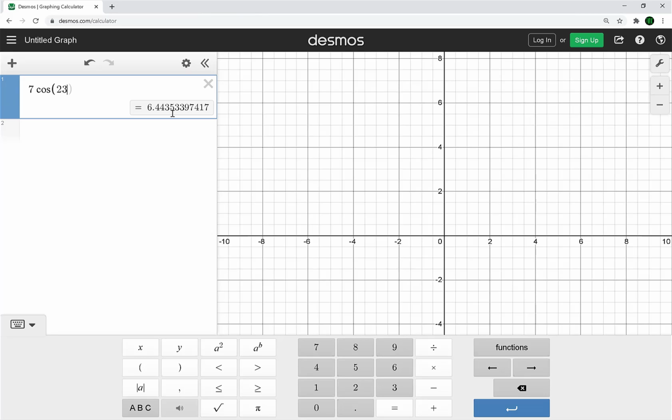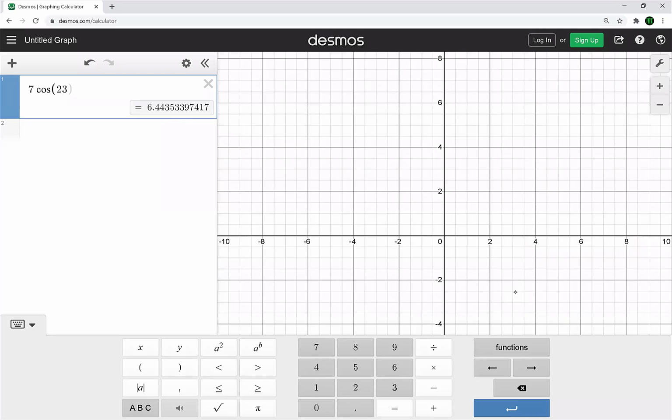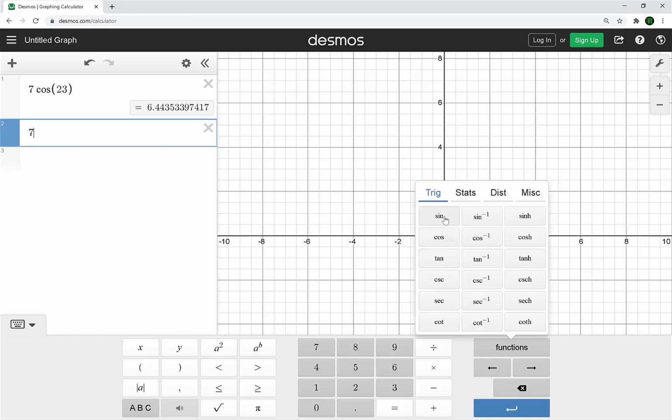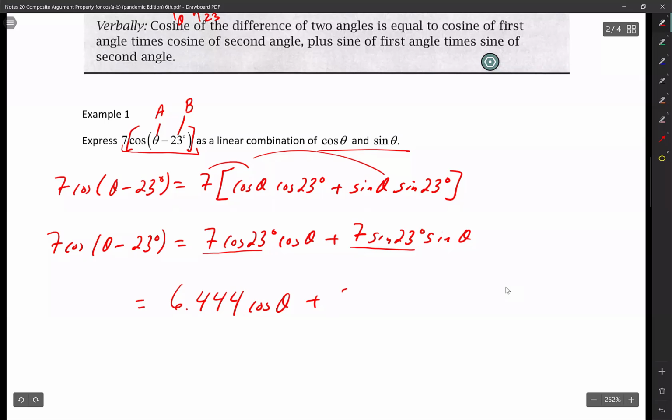So let me go to the next. I'm going to go 6.444 cosine theta plus, and now let me go back and see what 7 sine 23 is. I just go 7 sine 23. And that is 2.735. I can remember that. 2.735 sine theta. And there it is, guys. That's it.